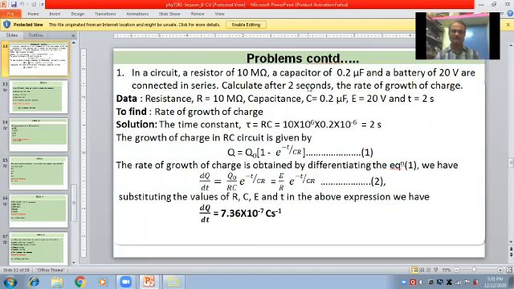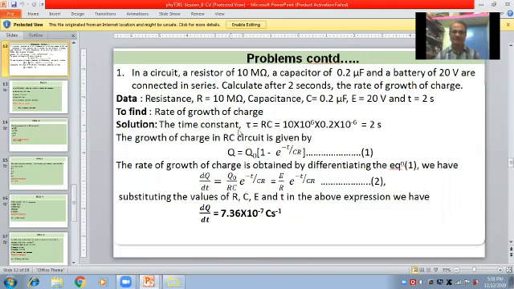Another problem. In a circuit, a resistor of 10 mega ohm, a capacitor of 0.2 microfarad, and a battery of 20 volt are connected in series. Calculate after 2 seconds the rate of growth of charge. These are the given values.